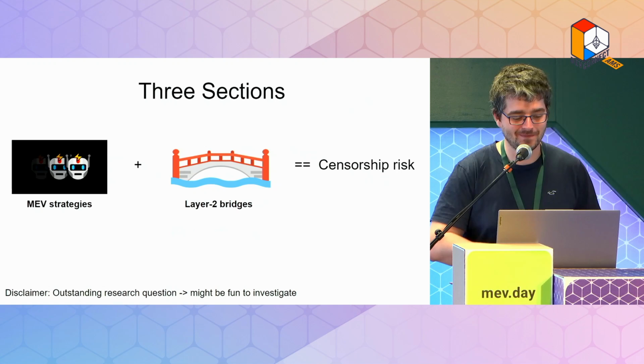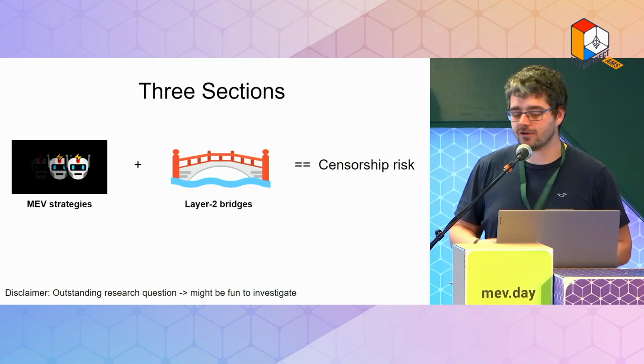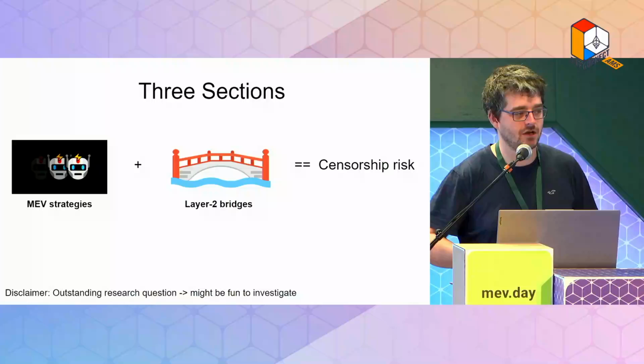So there are three sections to the talk. One, I'm going to briefly introduce the idea of MEV, although I'm sure most people here are already aware of what it means. Two, I'm going to talk about layer two bridges and how they work. And then eventually, I'm going to ask the question: is there a risk of censorship?